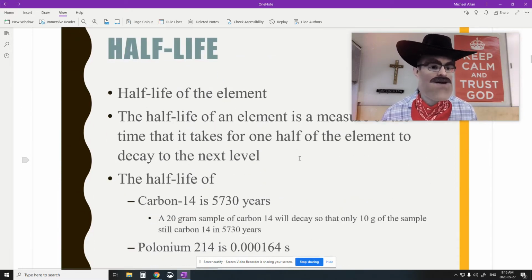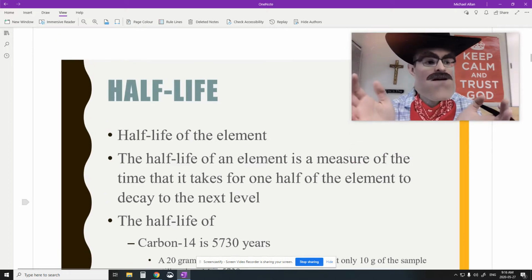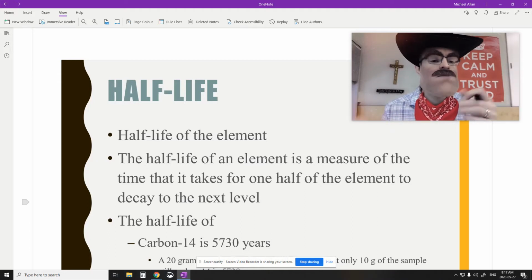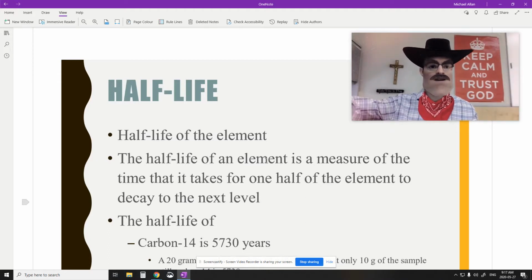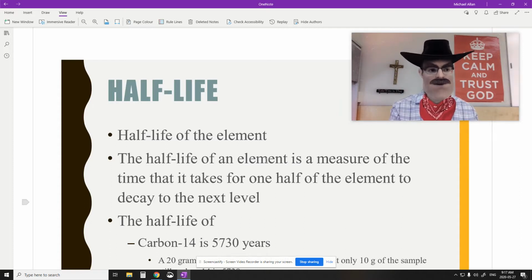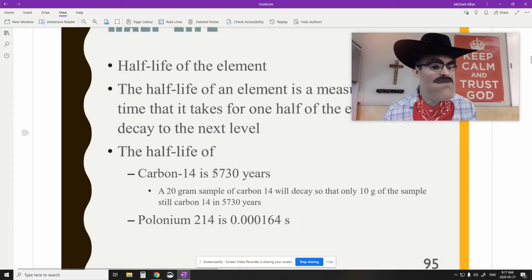So half-life, like I was saying, is a measurement of time that it takes for 1/2 of the element to decay to its next level, not just decay completely to a stable element. Remember when I was talking about decay chains, uranium can decay to something else, and then decay to something else, and then something else, through multiple different steps until it gets down to lead. But each one of those little steps has its own half-life to get to that next step.